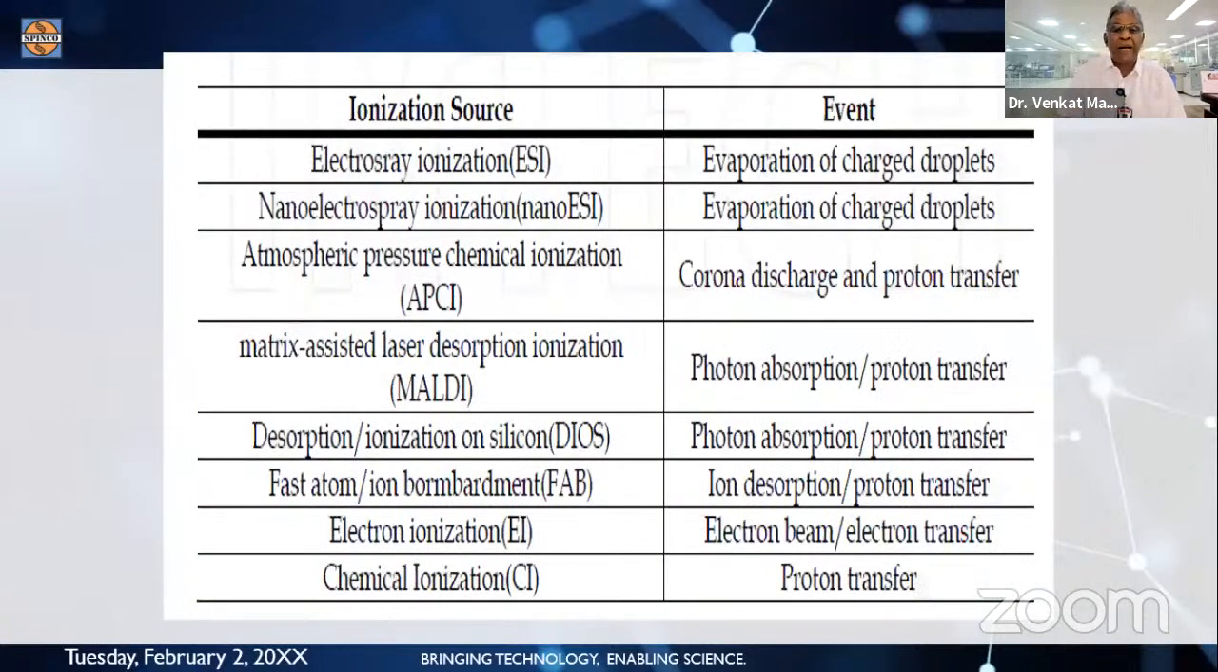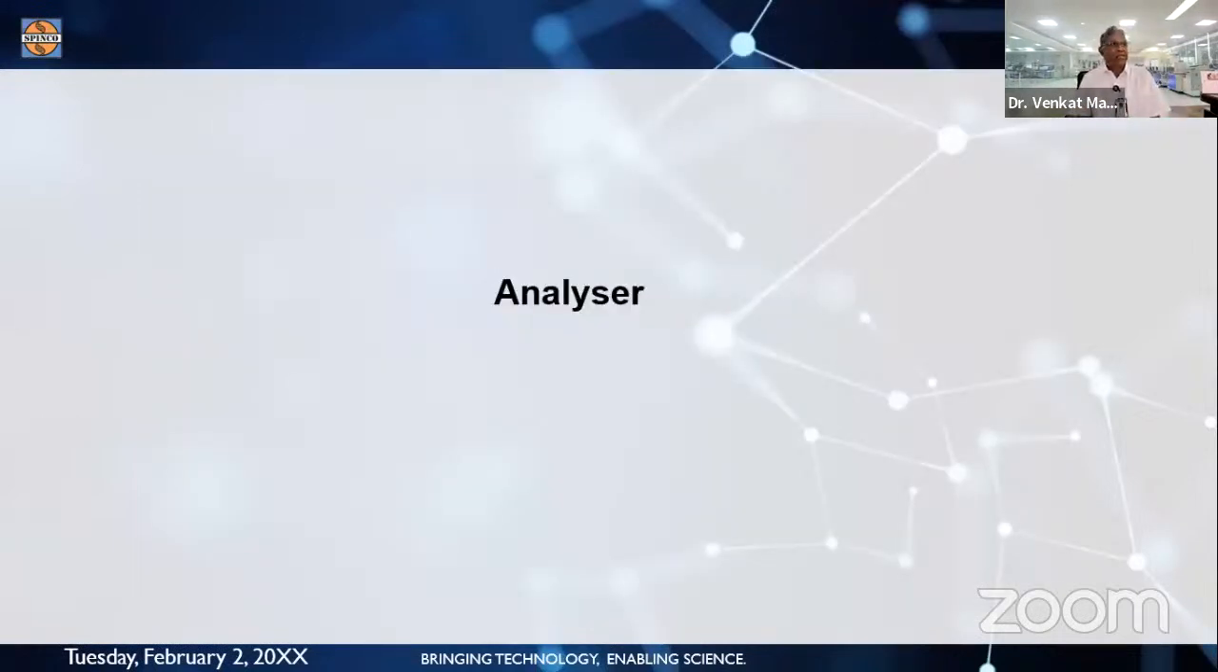Good. Now what happens? I have discussed different ionization sources and also shown you the process involved in ionization. In liquid chromatography mass spectrometry, APCI and ESI are the ones where you have charged droplets and proton transfer plays a role. In the case of MALDI-TOF, photon absorption plays an important role. Therefore, this is how ionization occurs using various techniques. Next is the analyzer. Very quickly, we'll see the analyzer.